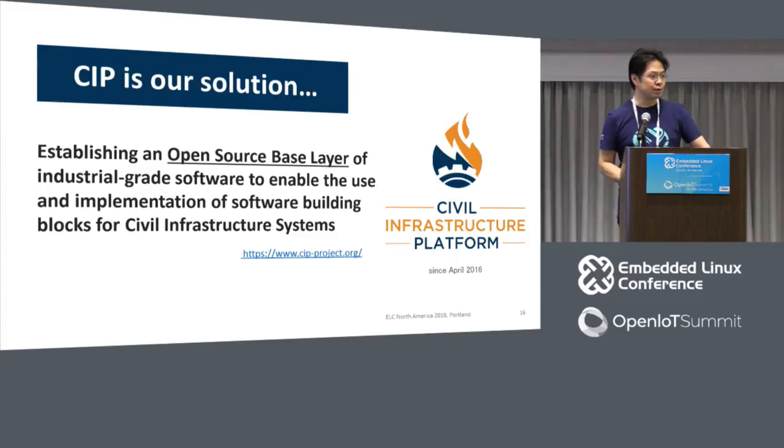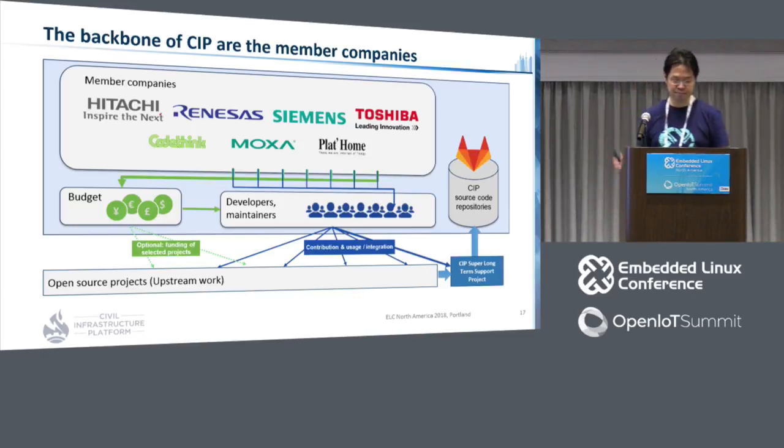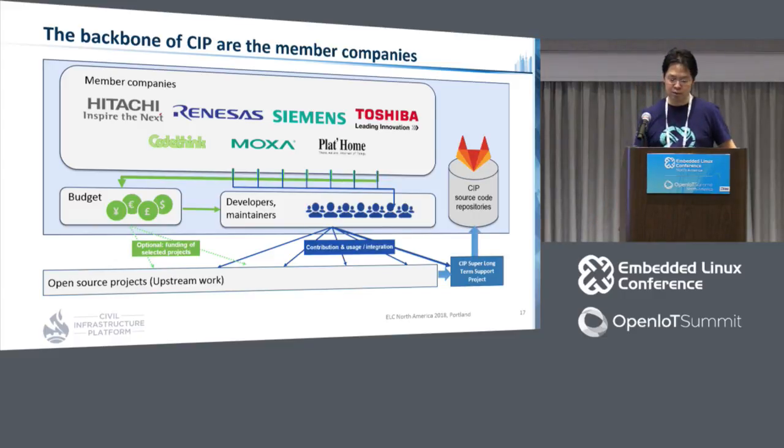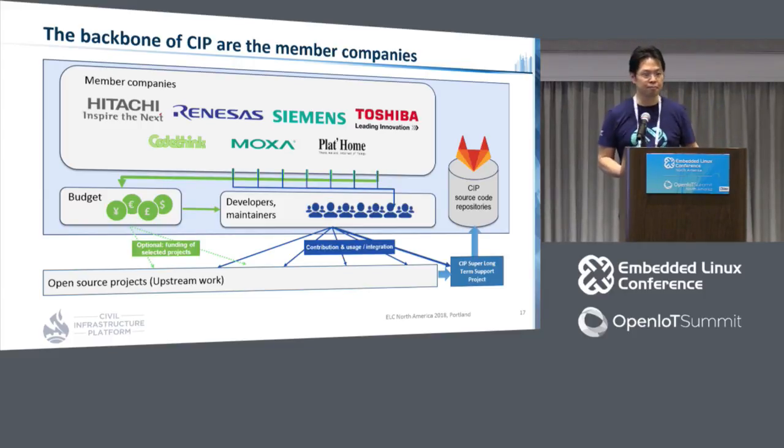And CIP is our solution. That's why we started CIP 2 years ago. We'd like to establish an open source base layer of industrial-grade software to ensure the use and implementation of software building blocks for civil infrastructure systems. And now we have seven companies, and one company, Moxa, just joined last December. We try to contribute to open source projects individually, and we also have a budget to contribute to other open source projects which we require for our use case. This is a very basic concept for civil infrastructure systems.